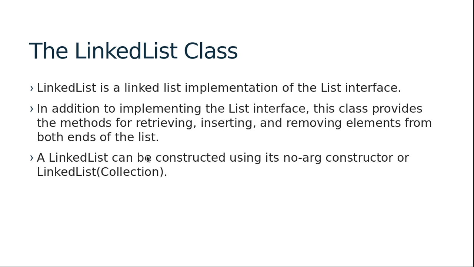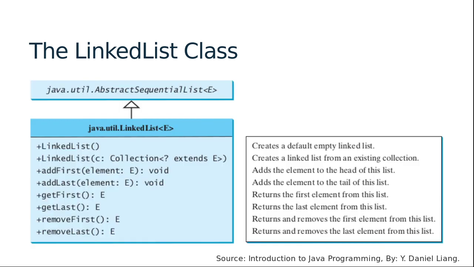LinkedList is the linked implementation of the list interface. It has a few methods to insert or remove elements from both ends, first and last, and it has a few constructors, no argument or a constructor with one parameter. So let's have a look at it. It has a constructor without any parameter, which will create an empty linked list.